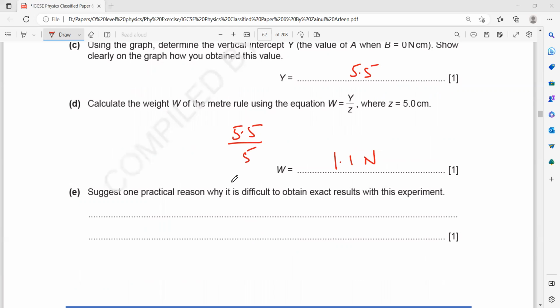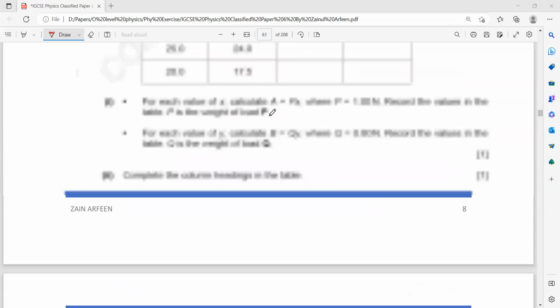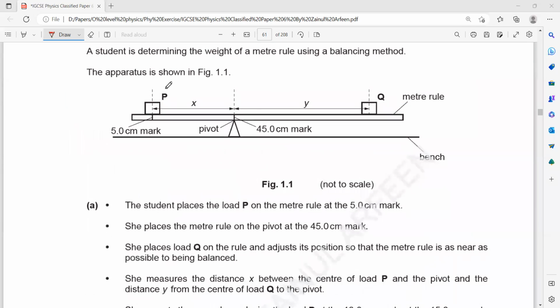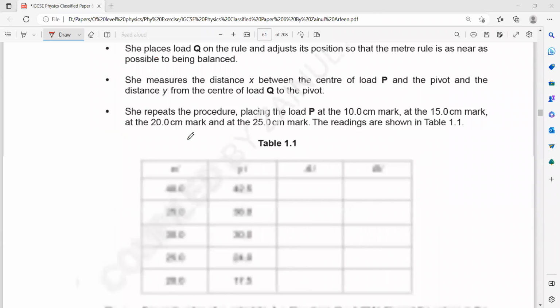Then suggest one practical reason why it is difficult to obtain the exact result. Normally, whenever you're using a balancing experiment, the first thing is that it is difficult to balance a meter rule when a load is placed on it. As you can see in the question, we place a load on the meter rule and we try to balance it. So it is difficult to keep the loads on the meter rule and make it balance. Because you place load P and then you place a pivot, the moment you place it, the meter rule will topple. So it's difficult to balance the meter rule when loads are placed on it.